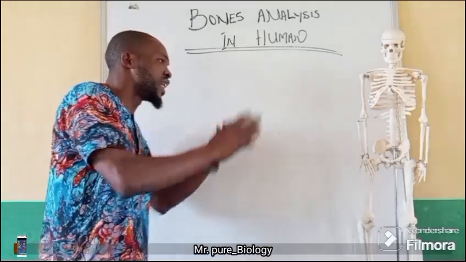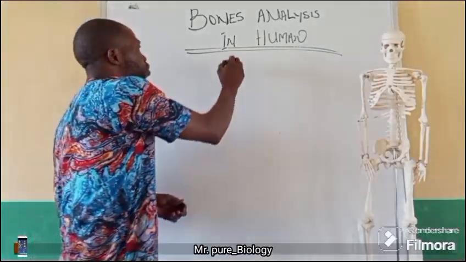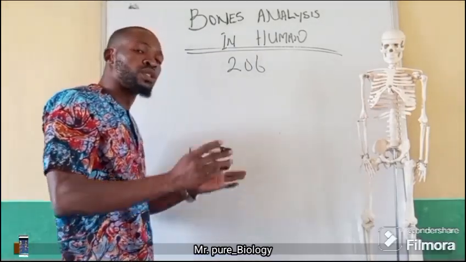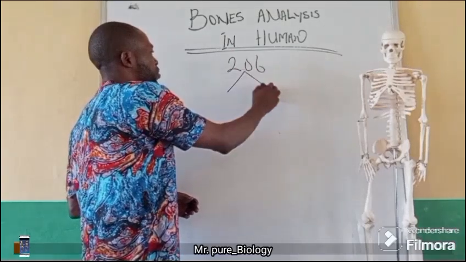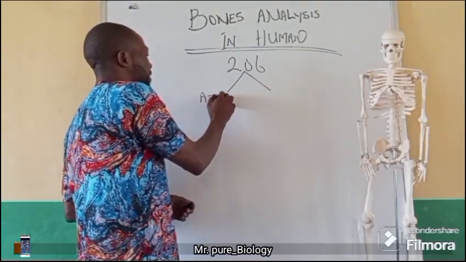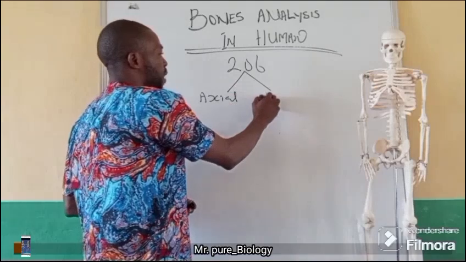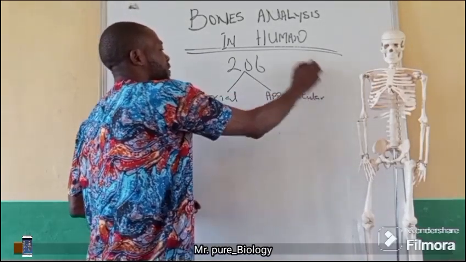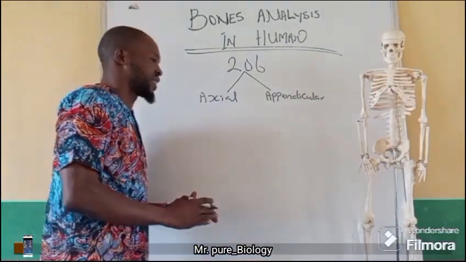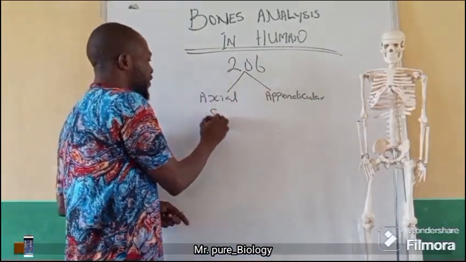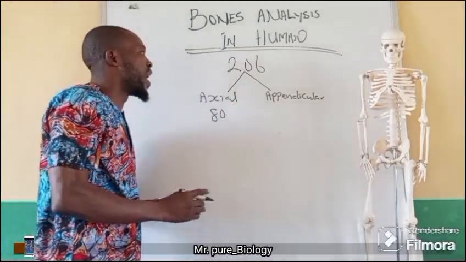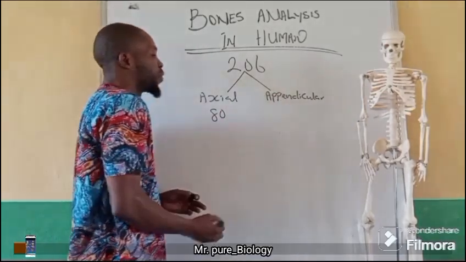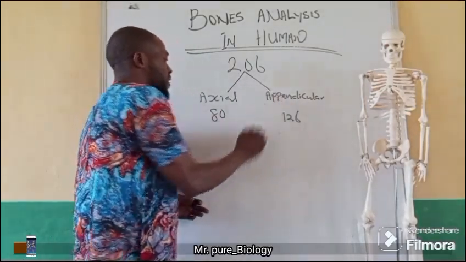Now in the human skeletal system, there are 206 osseous bones that form the human skeleton. These bones are broadly grouped into two, where we have the axial skeleton and the appendicular or subordinate skeleton. The axial skeleton constitutes just 80 bones out of the 206 bones that form the human skeleton, whereas the appendicular skeleton has 126 bones.